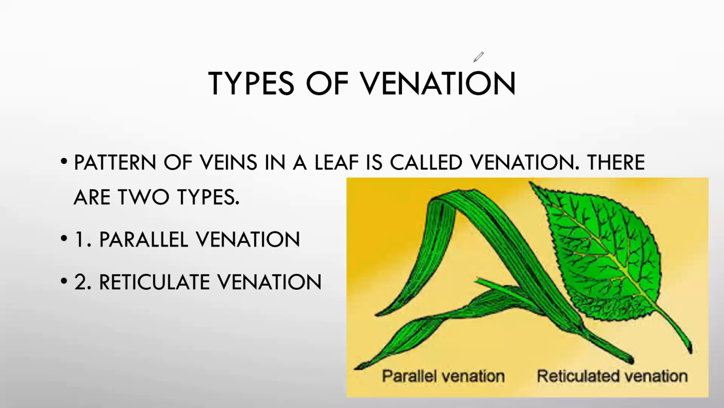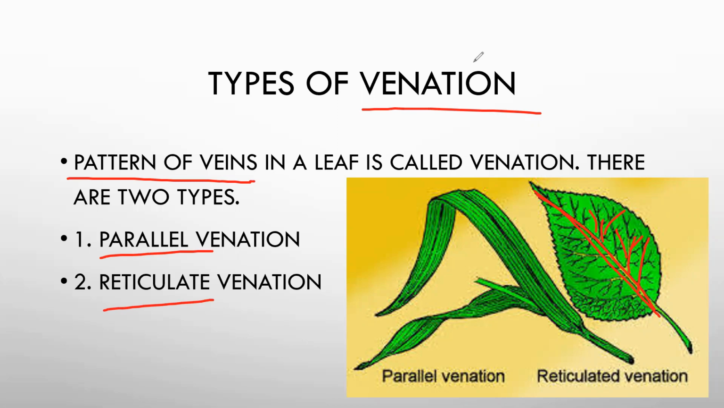Coming to types of venation now. What is venation? Venation is nothing but the pattern of veins. The pattern of veins in a leaf is called venation. Now we know that in leaves there is a midrib, and then from the midrib there are extensions called veins. This pattern is called venation. Depending on the pattern, there are two types, namely parallel venation and reticulate venation.